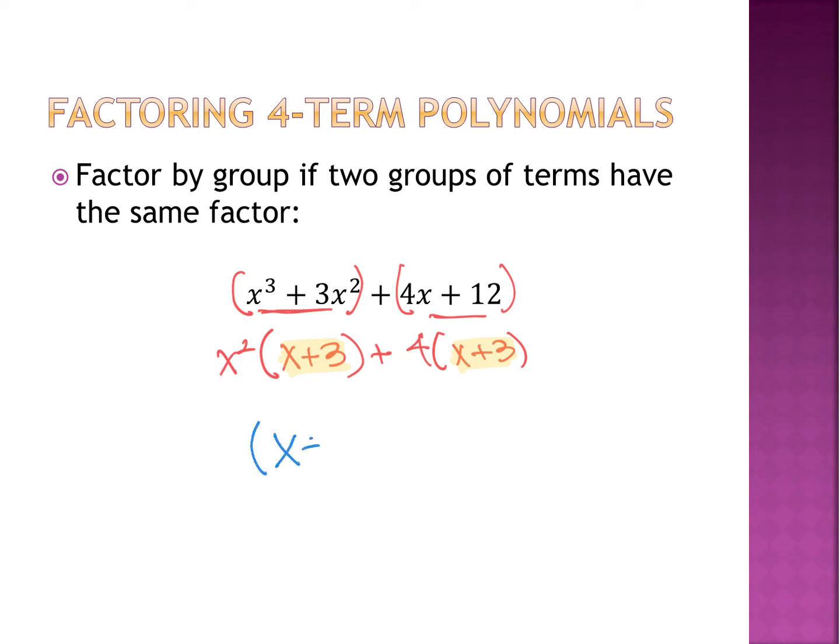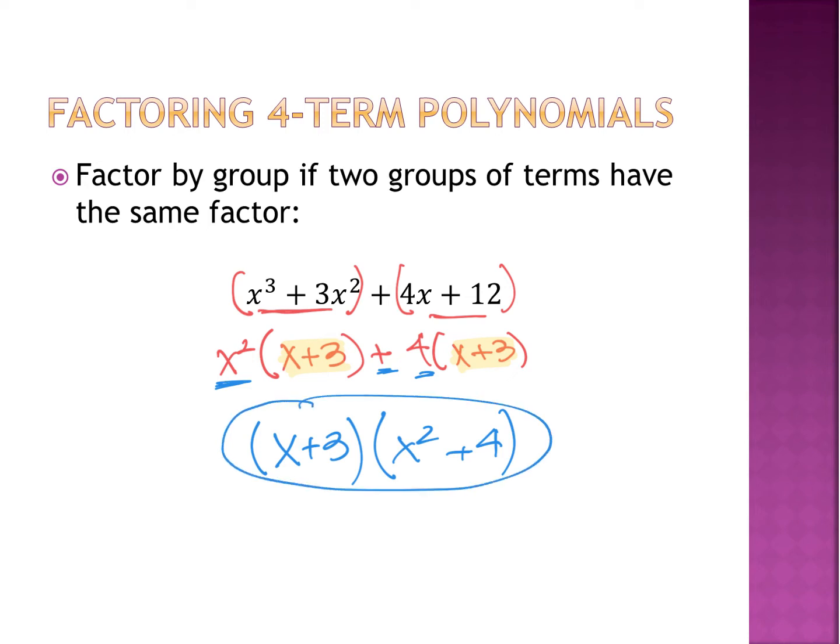So I'm going to write x plus 3. My other factor is going to come from what is left. I have an x squared, a plus, and then this 4 right here. So now I can see that I have x plus 3 times a quantity of x squared plus 4. I can't simplify this x squared plus 4 anymore because it's not a difference, therefore I can't use the difference of squares. That tells me these are my two factors, and if you were to FOIL these out, you would end up with this polynomial right here.